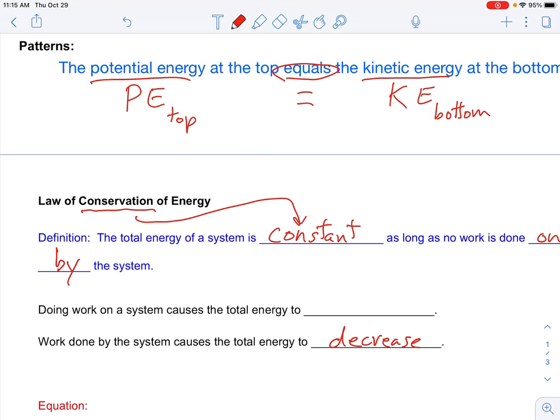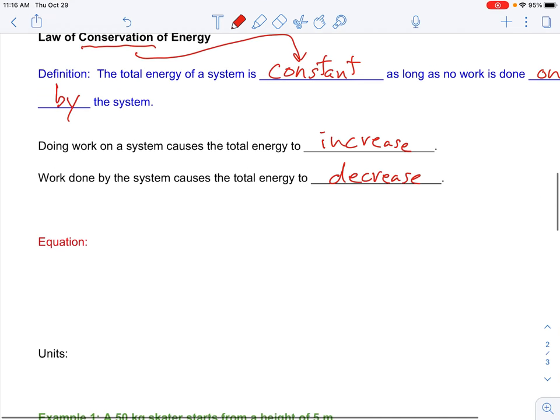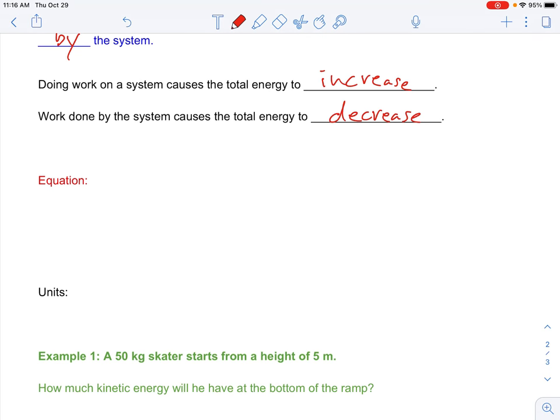Doing work on a system causes the total energy to increase. An example of doing work on the system would be if they had a friend who was giving them a push every time they got to the top of the ramp. That means they would go faster down the ramp after the push, and then they would go higher up the other side of the ramp than they did the last time. So in that way, the work that their friend is doing in pushing them would increase their energy. So that would be an example of work done on the system.